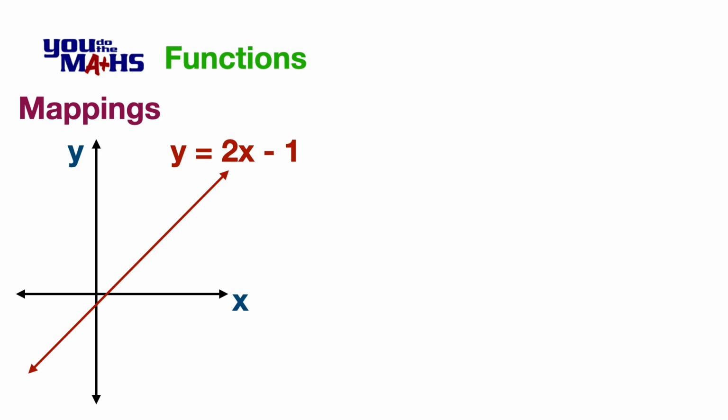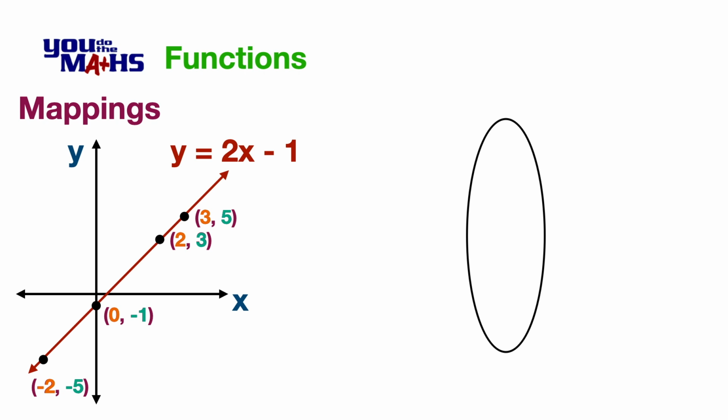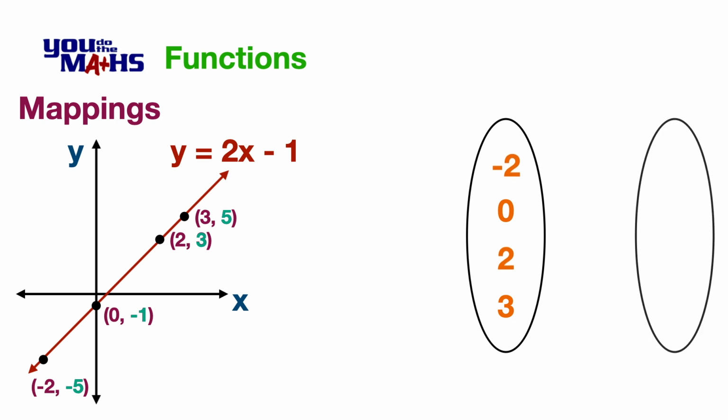So in no particular order, we can see that the points are (0, −1), (2, 3), (3, 5), and then (−2, −5). So there's some of the ordered pairs on that line, and we can show them as a mapping. What we'll do first of all is take the numbers in orange, which are the x values or part of the domain, and put them into one group. We'll then take the y values, or numbers which are part of the range, and put them into a group adjacent to the one that we've just formed. And that will allow us then to create some mappings.